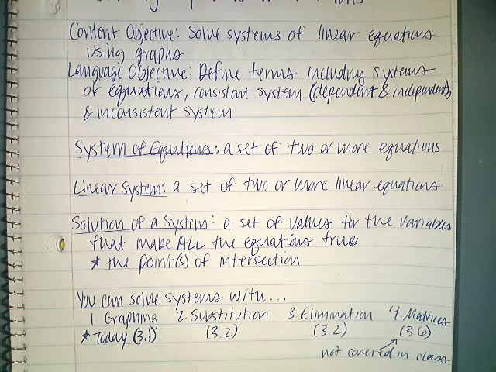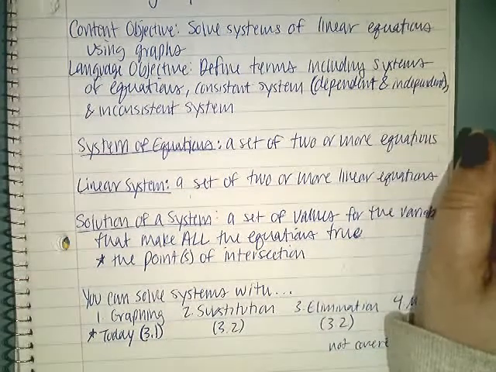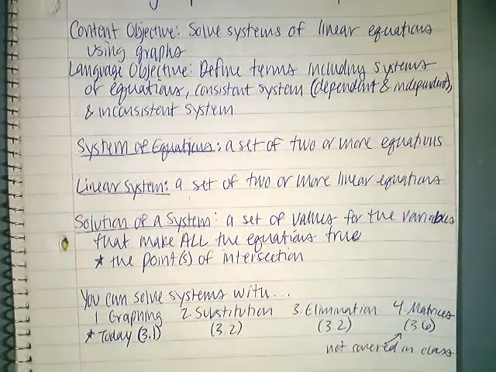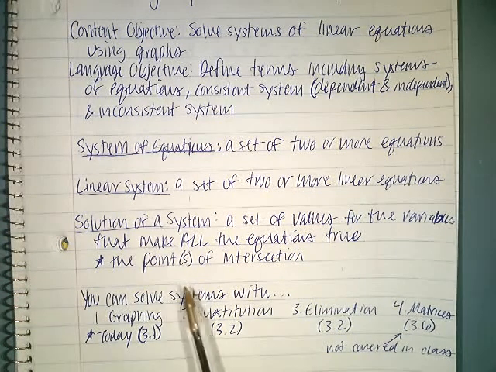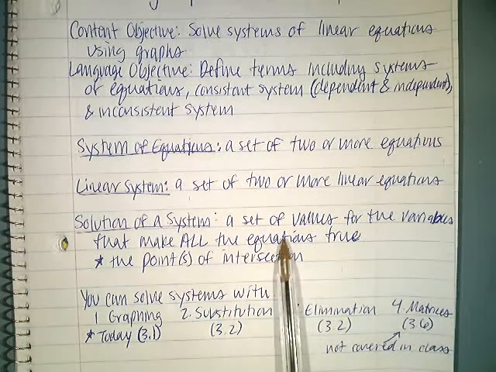A solution of a system, which is what most of our lessons this unit are going to focus on, is a set of values for the variables that make all of the equations true. So it's a set of values for the variables. If you can't read that, that's a B, that make all the equations true. So it's the points where the lines intersect. So usually, for linear systems, this will be one coordinate point.